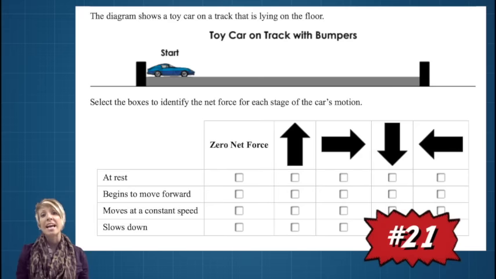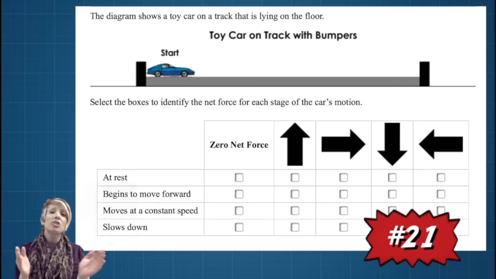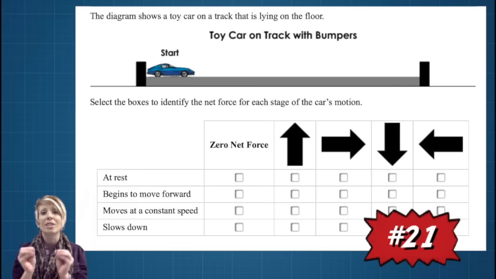Okay, the next one. The diagram shows a toy car on a track that is lying on the floor. And we see there we've got a toy car on a track with bumpers. Select the boxes to identify the net force for each stage of the car's motion. Now remember, net force means the total force. If forces are acting in opposite direction, we calculate the total by subtracting. If they're acting in the same direction, we calculate the total by adding. And if they're balanced, then the net force is zero. It doesn't mean it's not moving. It just means that the motion or the lack of motion is going to continue. Balanced forces mean there won't be a change in motion.